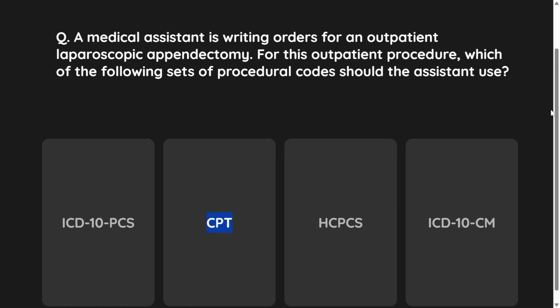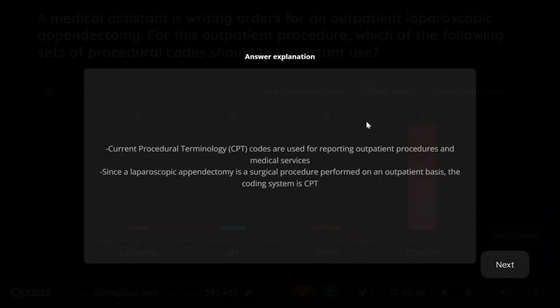If you said CPT codes, then you are correct. CPT codes stand for Current Procedural Terminology Codes, and these are used for reporting outpatient procedures and medical services. Those CPT codes are what we call the procedural codes. They are the codes that we are billing to the insurance company for the services that we performed, okay?